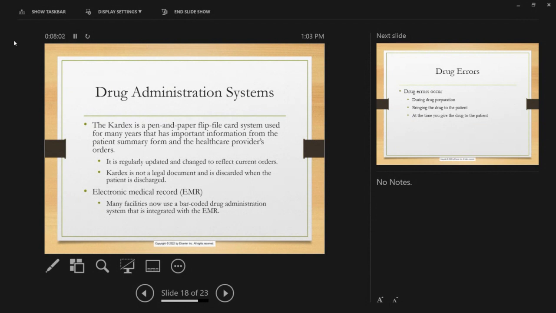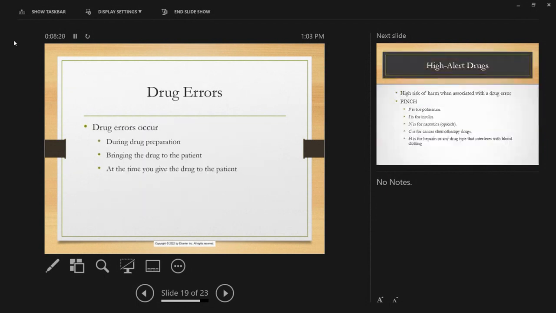The use of a computer to create the record will prevent illegible clinician handwriting, which is a common cause of drug errors. Another type of drug delivery system is the Pyxis. The Pyxis is an automated drug dispensing system that provides computer-controlled storage, dispensing, and tracking of prescribed drugs.